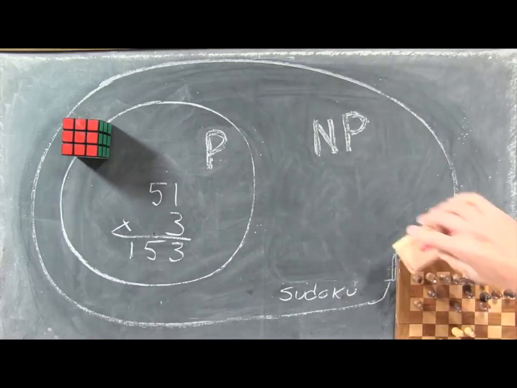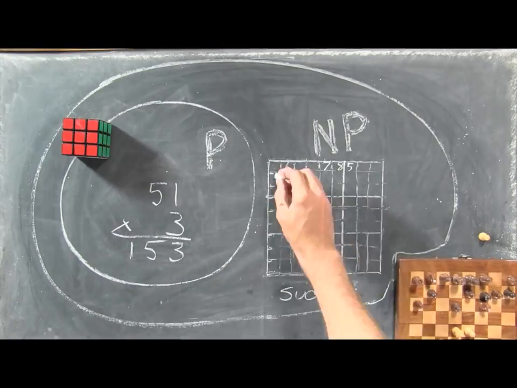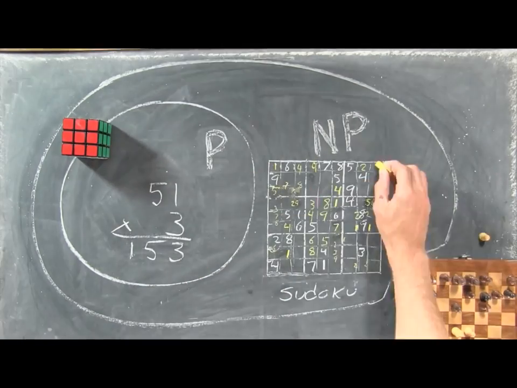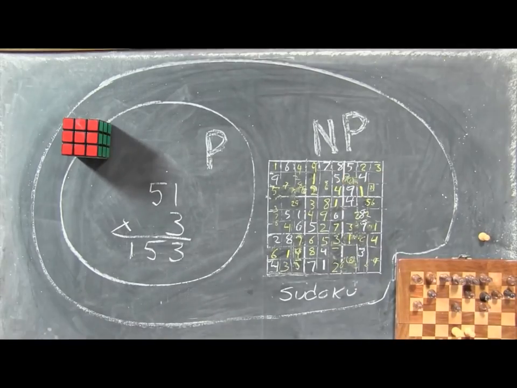But Sudoku is different, or at least we think it is. It seems like solving a Sudoku grid is a lot harder than checking a solution, but in fact nobody's been able to prove it yet. As far as we know, there could be a clever way of playing Sudoku much, much faster.